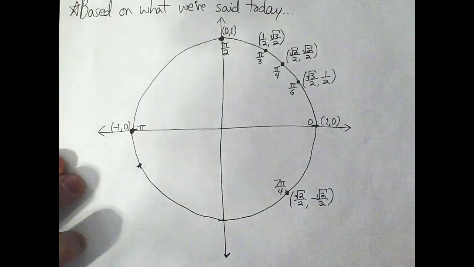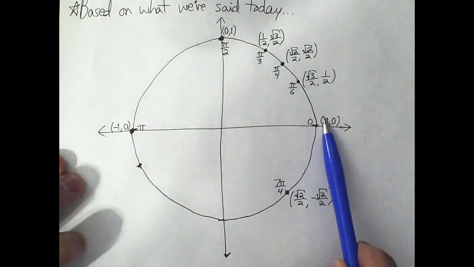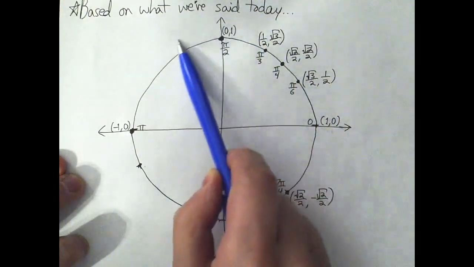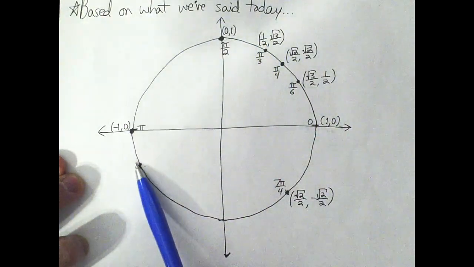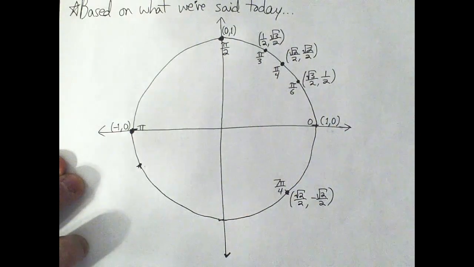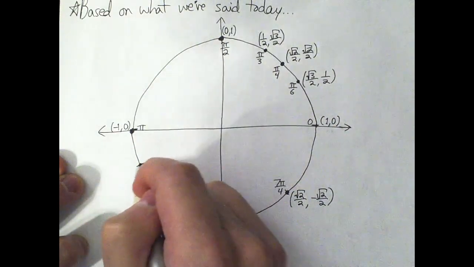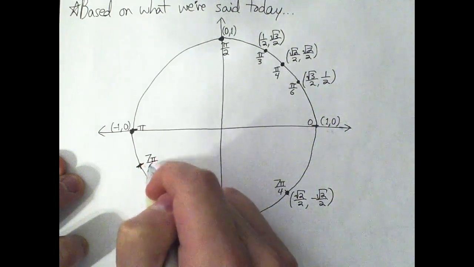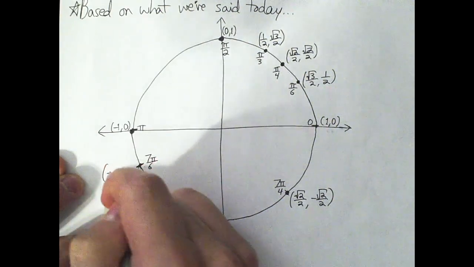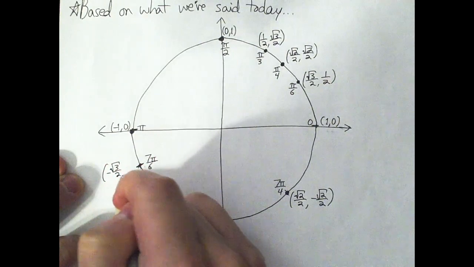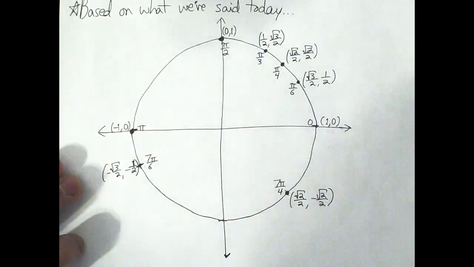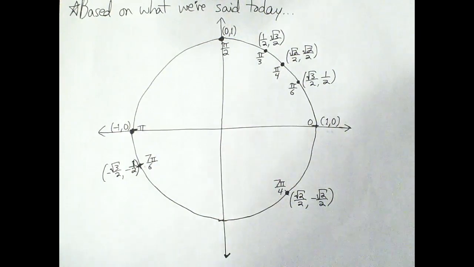You could also think of it as going counterclockwise with a positive t value and stopping here. If you did that, you might think of this as 7 pi over 6. And this takes us to negative root 3 over 2, comma negative 1/2. Okay.